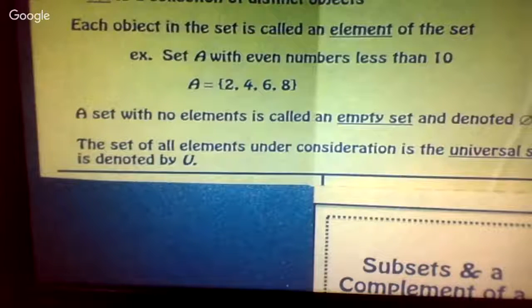A set with no elements is considered an empty set. You'll either see it with those fancy brackets with nothing in it, or they're going to give you a circle with a line through it, and that tells you you have an empty set.